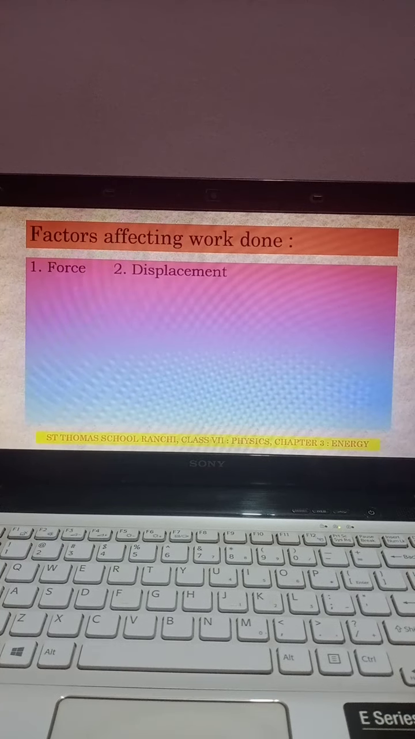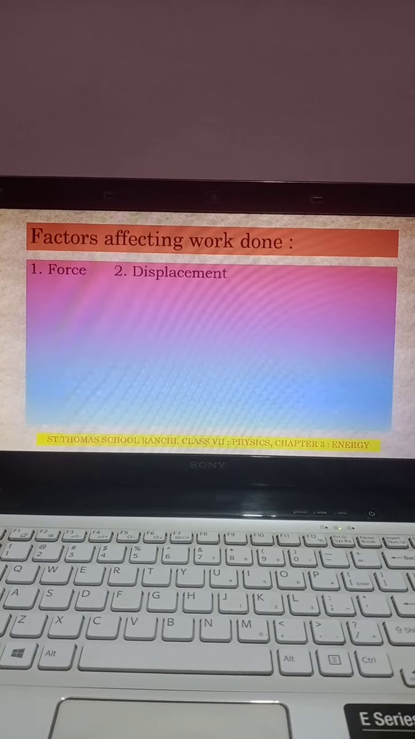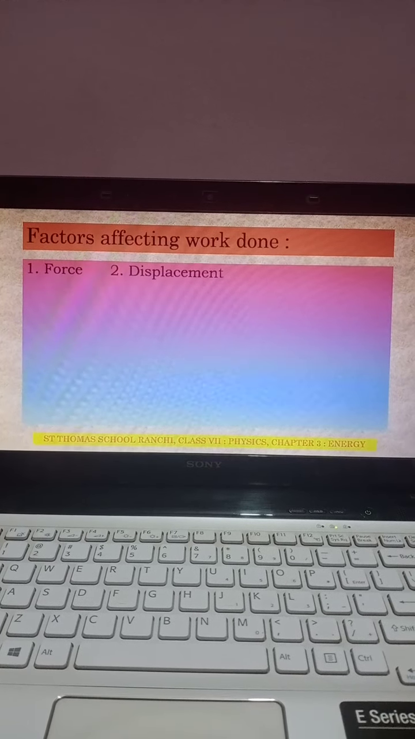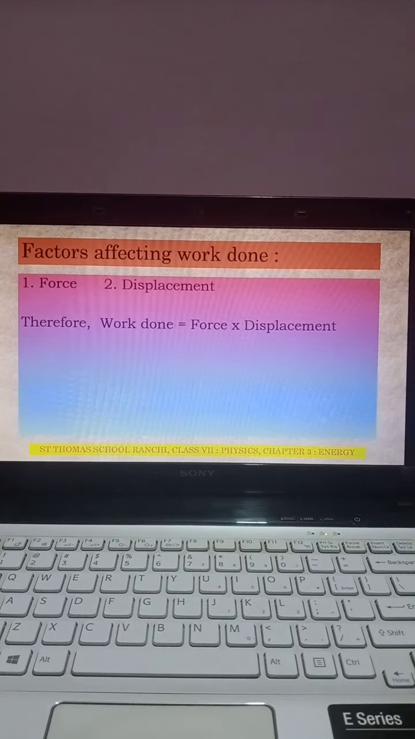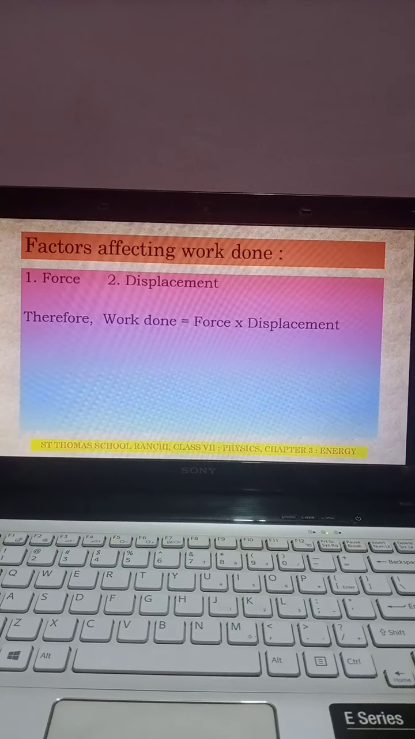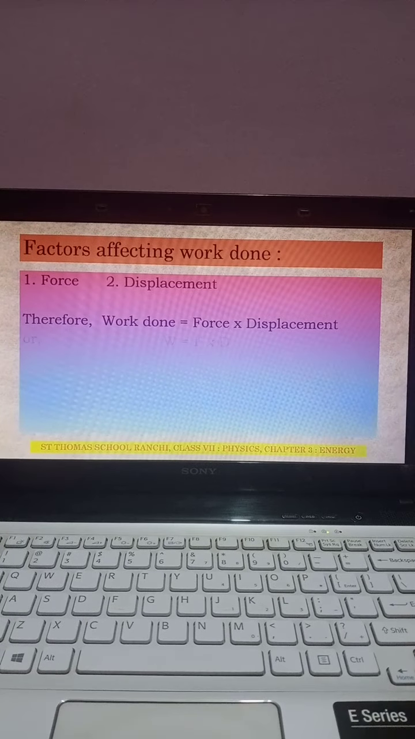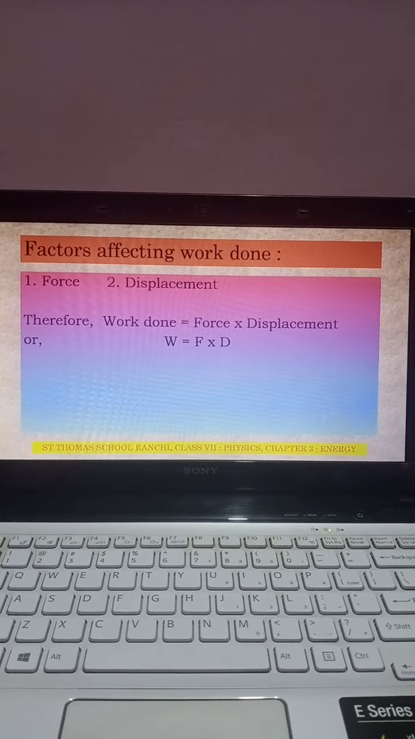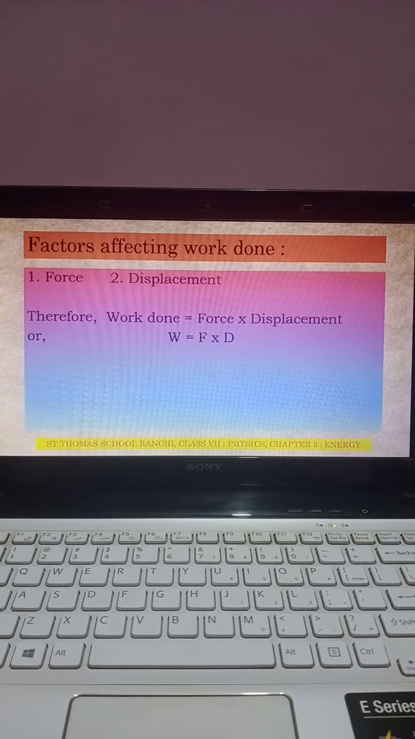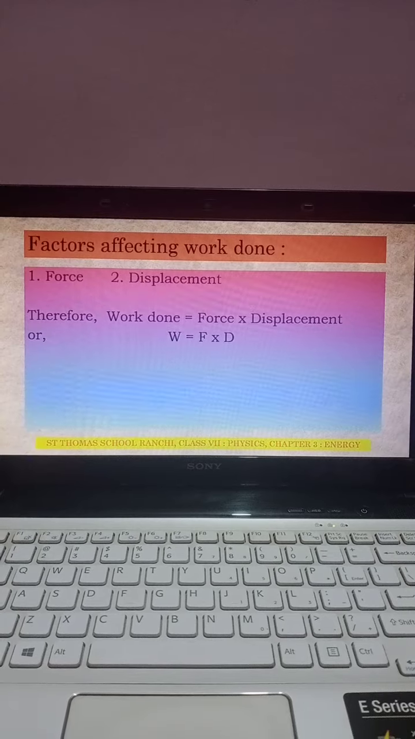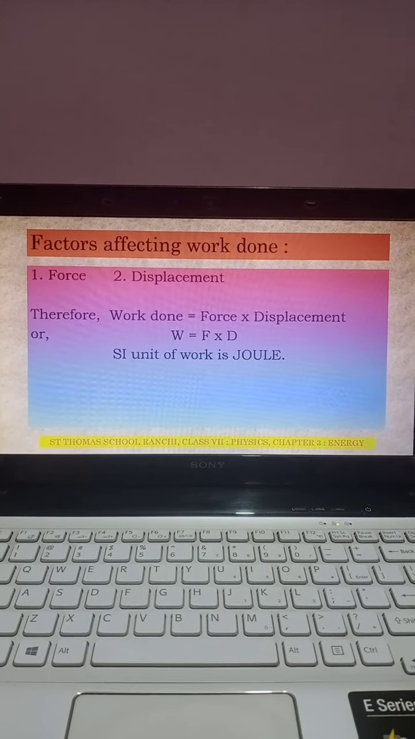As we already know, there are two factors which affect work done: force and displacement. Then to calculate the total amount of work done, we use the formula work done is equal to force into displacement. And here we have the formula for the work done. So work done is equal to force into displacement, or it can also be written as W is equal to F into D.